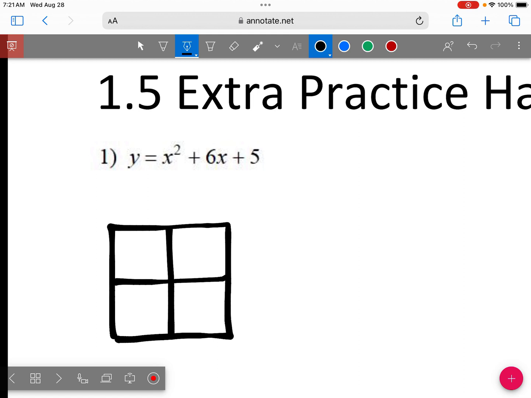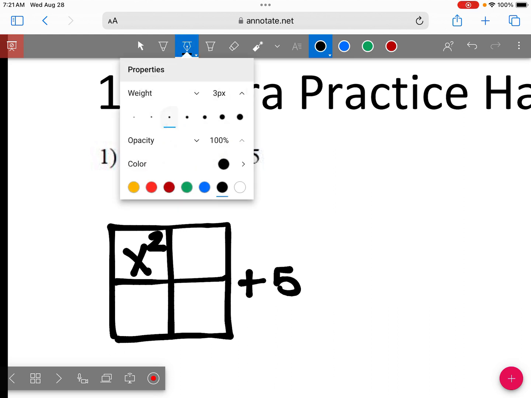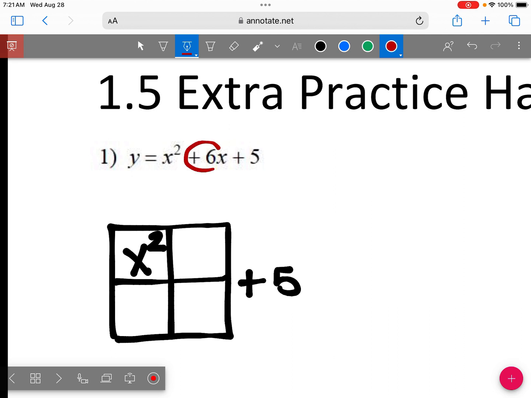So when you make your box, the x squared goes here, the c will go here. Then you're going to take that 6x, split that in half. What's half of 6? Then you put your 3x here and here. But this is incomplete.